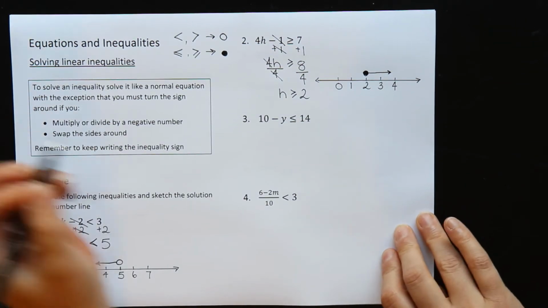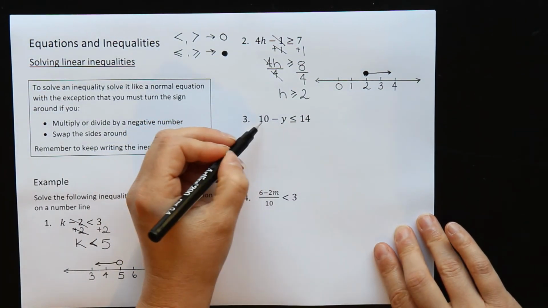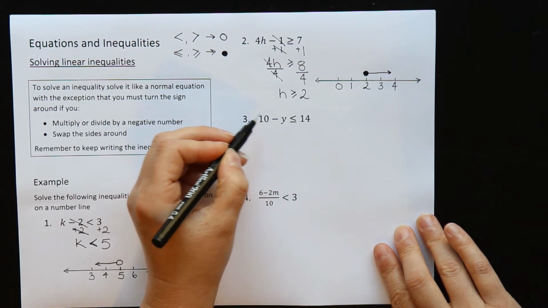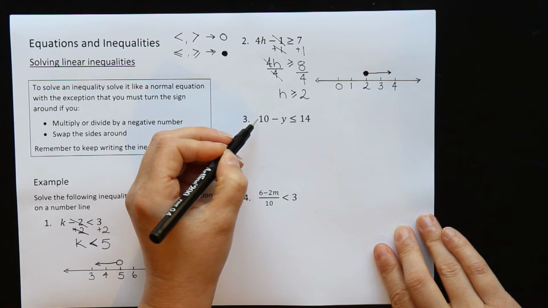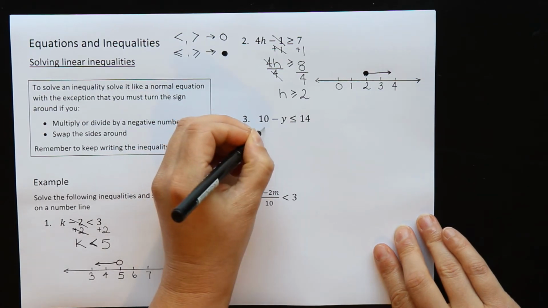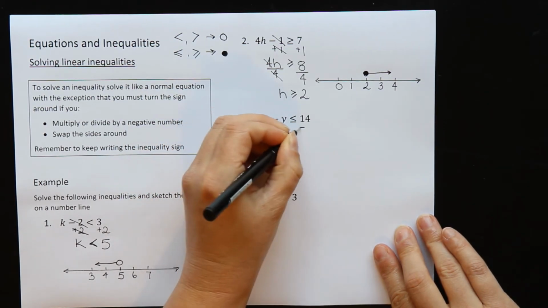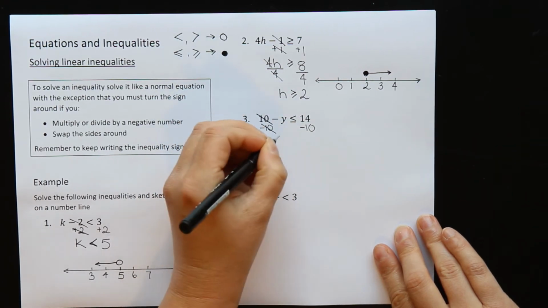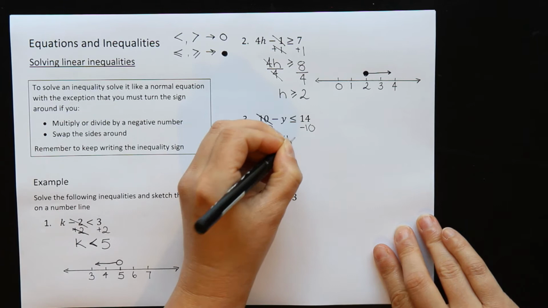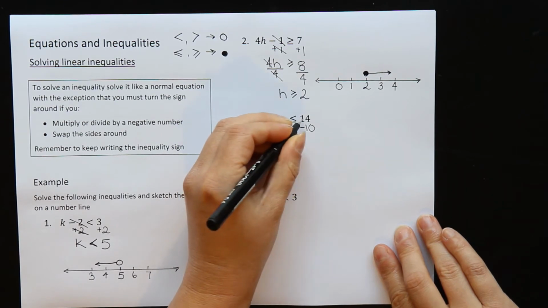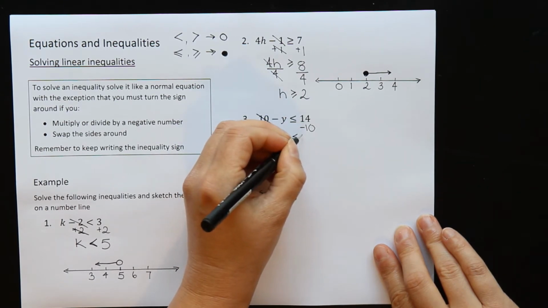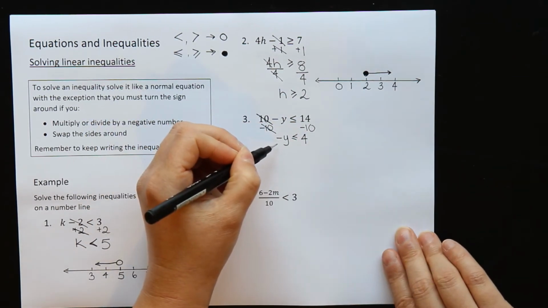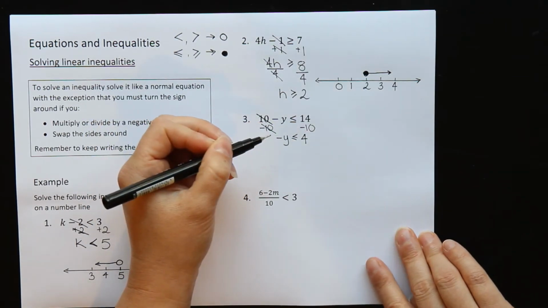Question 3. Okay, I need to move the 10 away. Now the minus sign belongs with the y at the moment, so that is actually a positive 10. To move it, I will need to subtract 10. Okay, cross that off. So I have a negative y is less than or equal to 14 minus 10 is 4. Okay, but I can't have a minus sign here with my y. I need to get rid of it.